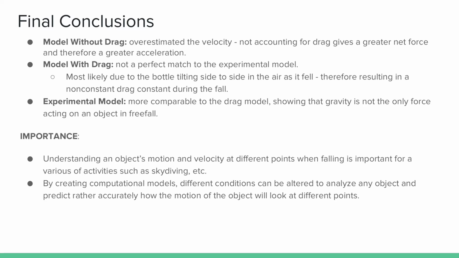Overall, the model without drag was an overrepresentation of the actual velocity because not accounting for drag gives a greater net force overall and therefore a greater acceleration. Additionally, the model that did incorporate drag was not a complete match to the experimental data, which was likely due to the fact that the bottle wavered slightly in the air as it fell, meaning the drag constant was not constant throughout the entirety of the fall. The results of this experimental analysis are important to understand an object's motion as it falls, to create models that can be altered to predict the velocity and position of objects at different points.